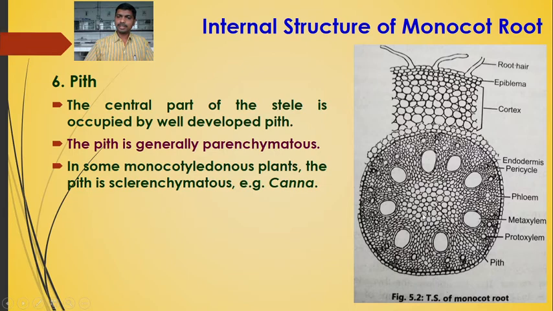In the monocot root, here we can clearly see in the pith region, the stele is occupied by a well-developed pith. The pith is generally parenchymatous. The cells are loosely arranged with intercellular spaces. In some monocotyledonous plants, the pith is sclerenchymatous, for example canna. But in most monocots, it is parenchymatous. So the pith is the central part of the stele and is occupied by well-developed parenchymatous cells, and in some monocotyledonous plants, it is sclerenchymatous.